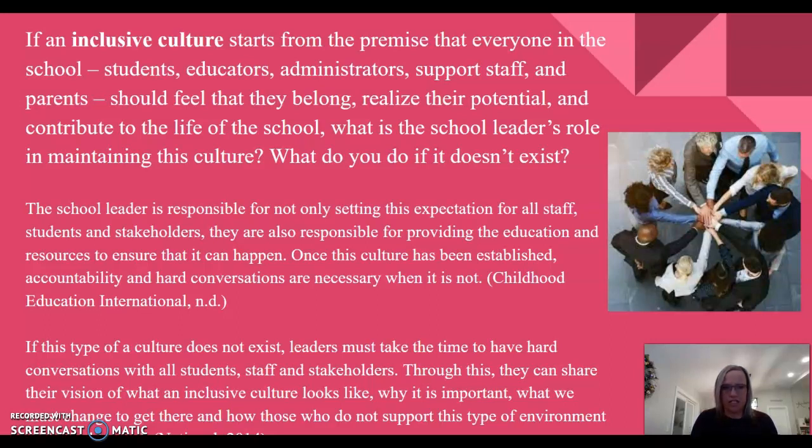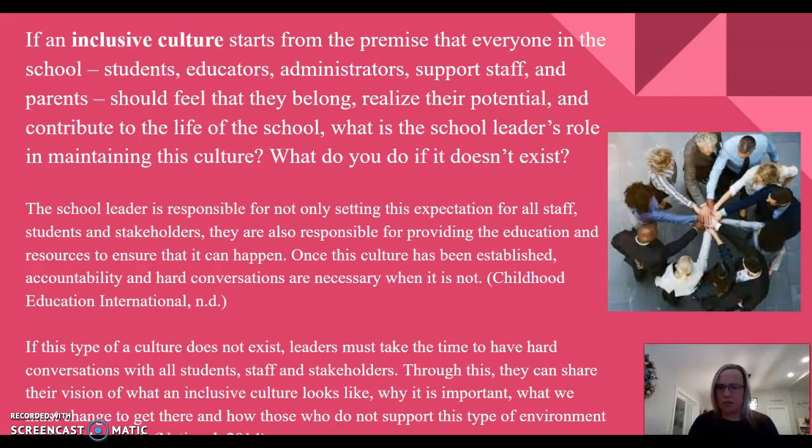And what do you do if it doesn't exist? I believe that the school leader is responsible for not only setting this expectation for all staff, students, and stakeholders, but they're also responsible for providing the resources to achieve that. We can all often say we need to do these things, but if we don't provide the support system and the resources in order to make that happen, that's on us, and that's our position as a school leader.